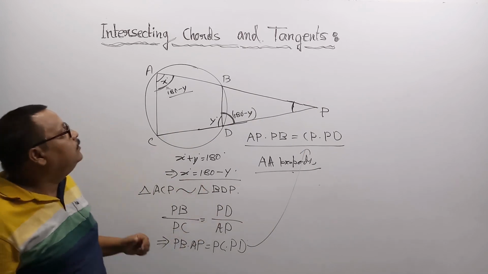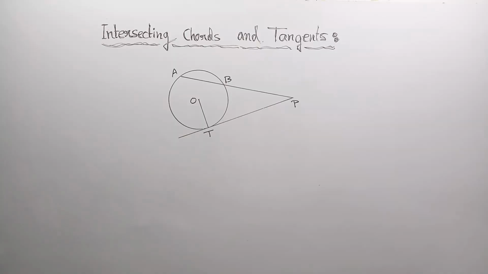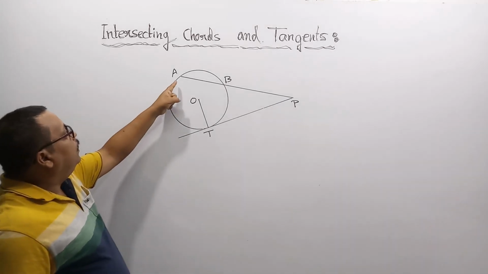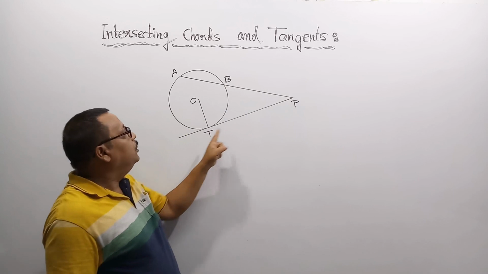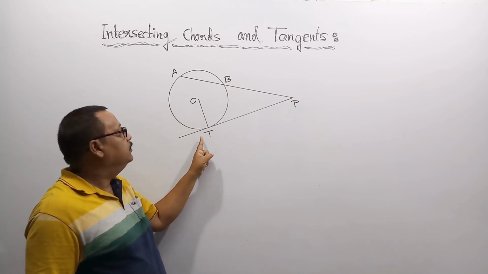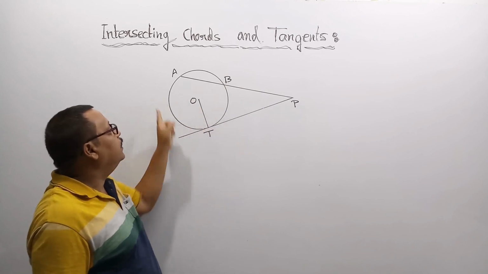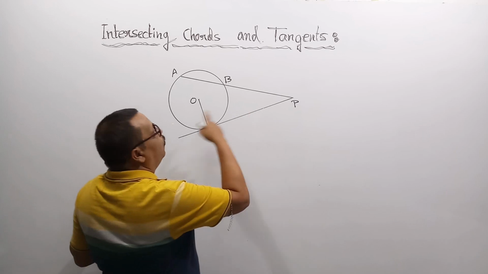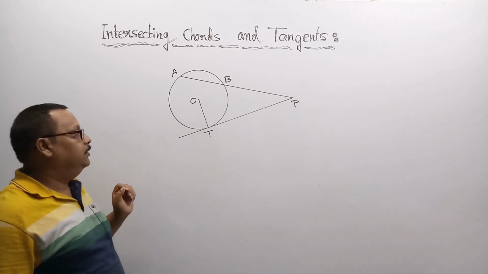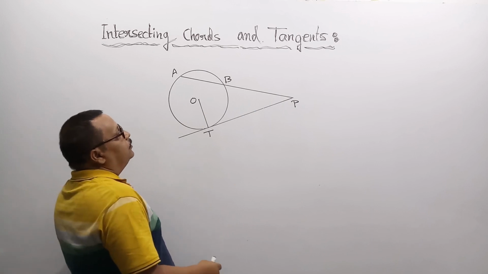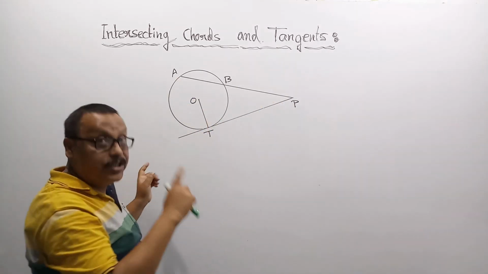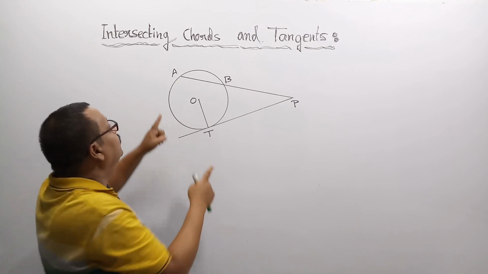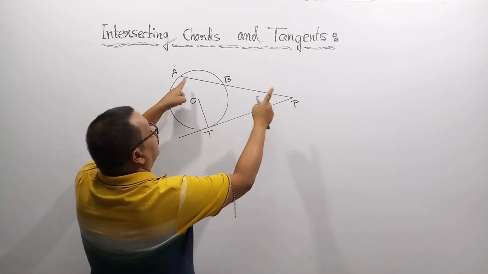There is another theorem. Let me draw first. Okay? Here, AB is a chord produced up to P, and PT is a tangent at the point of contact T to the circle centering at O. All are from the outside point P. Okay? So, of course, the exterior point is dividing the chord AB externally into two line segments. What are they? One is AP, another one is PB.